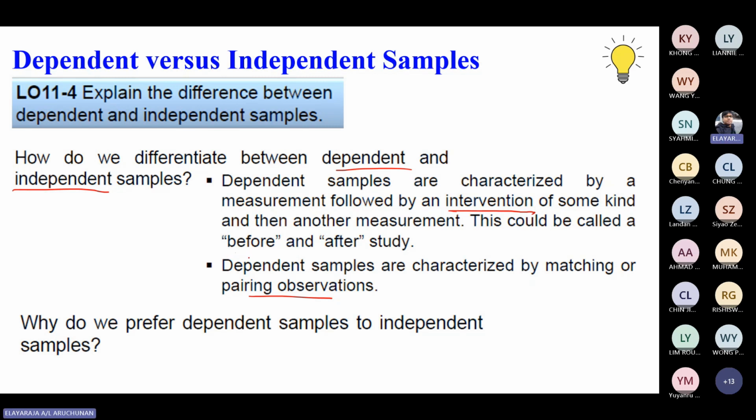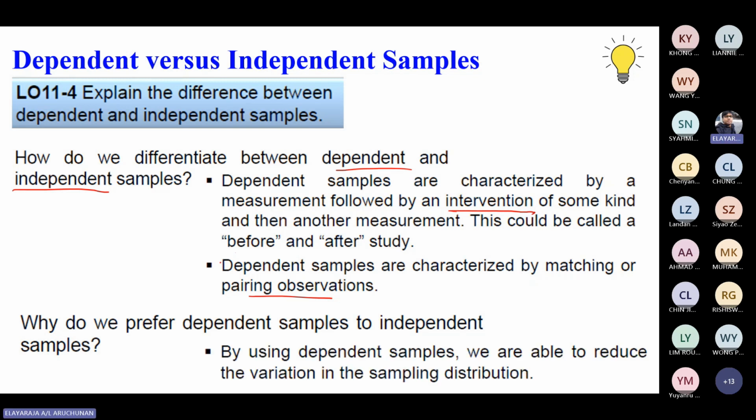Okay, all right. Now, why do we prefer dependent samples to independent samples? Okay, the thing is, by using dependent samples, we are able to reduce the variation in the sampling distribution. So that's the only reason why we should prefer dependent samples to independent samples. Because the variation, I mean the error, can be reduced.